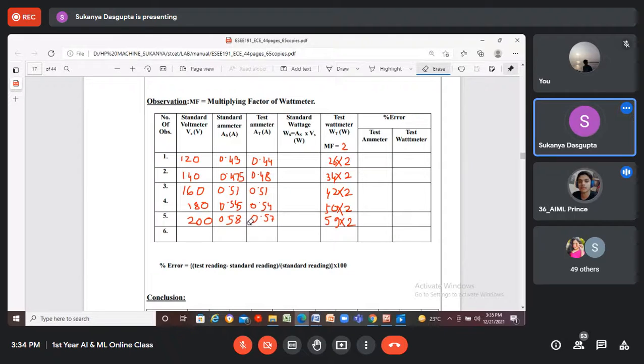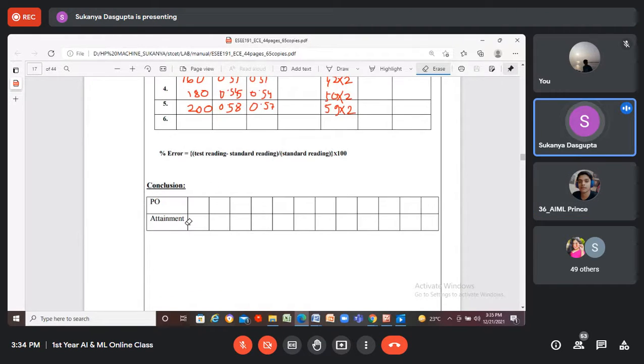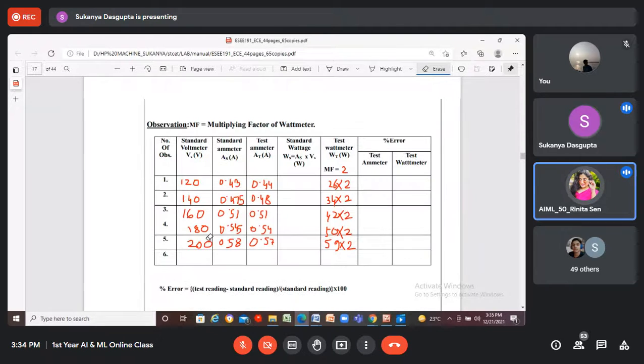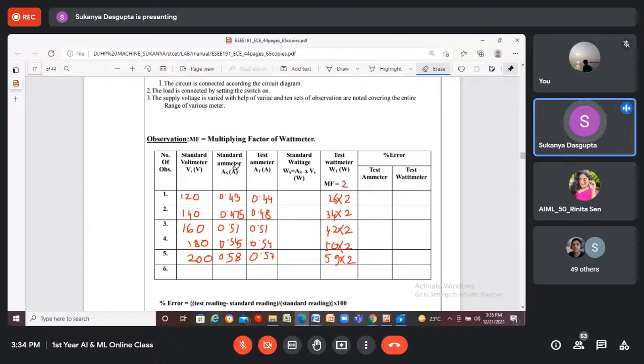And what is P and that one? No, you don't need to write these two. In percentage error, we have to show only one reading, one for ammeter and one for wattmeter, just below the observation table.